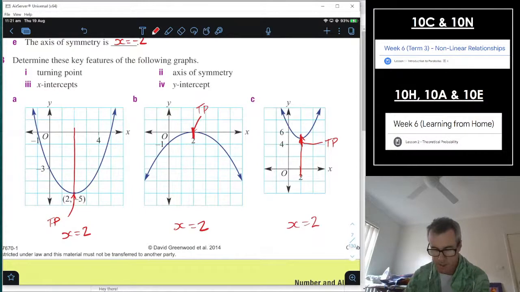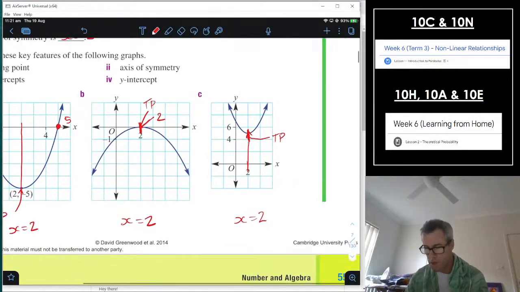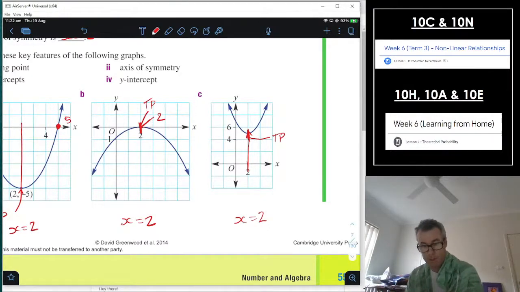All right, x-intercepts. There's one x-intercept over here, and there's the other x-intercept there. So that's -1 and 5. For the x-intercept here, there's only really one intercept, and that's this point here. That one is 2. Our x-intercept here, this actually doesn't have an x-intercept. So we can simply say it has none. It doesn't go through the x-axis at all.